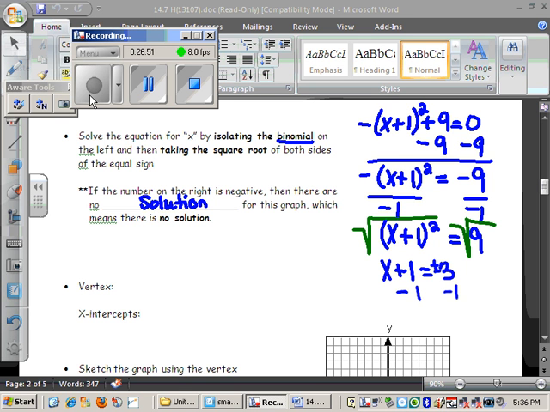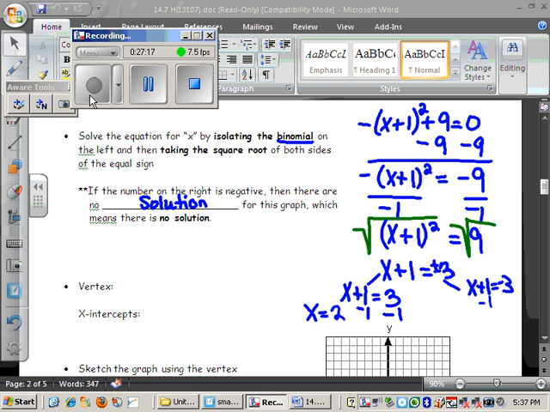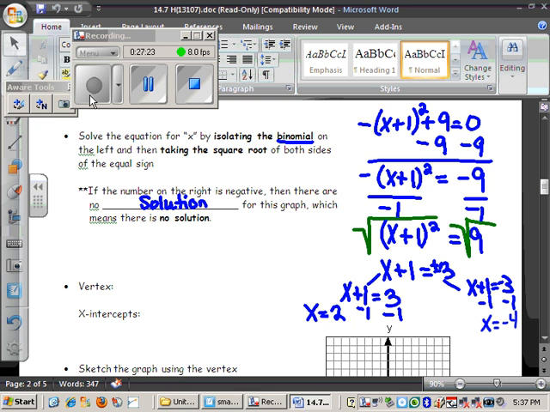I probably should break this up into two equations so you can see it a little bit better. So I'm going to have x plus 1 equals positive 3, and x plus 1 equals negative 3. I subtract 1 from both sides, and I will have x is equal to 2. And on this side, I will subtract 1 from both sides, and I will have x is equal to negative 4. So my x-intercepts here are 2 and negative 4, (2, 0) and (negative 4, 0).